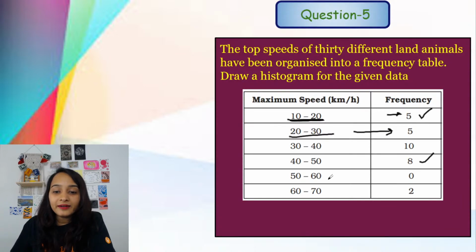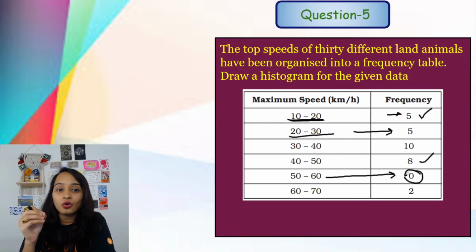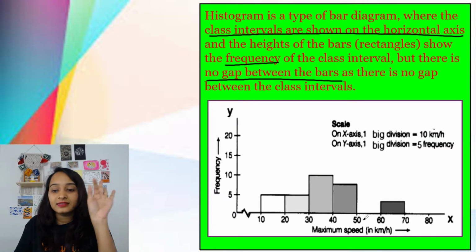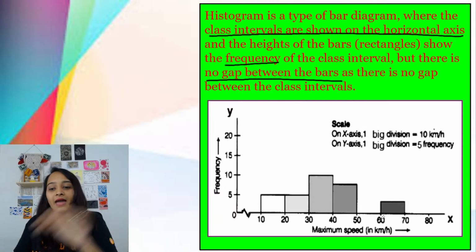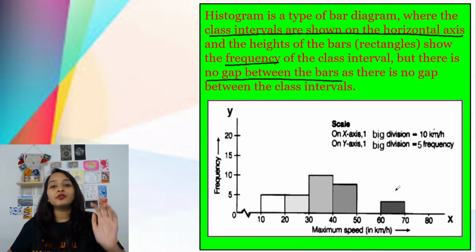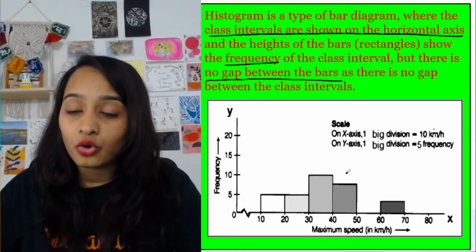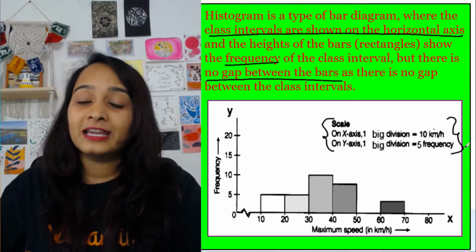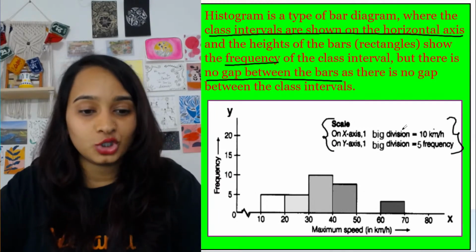Now between 50 to 60, the frequency is 0. So how will the graph look here? Nothing. There is no height of the graph. Leave it blank. And then again you do from 60 to 70, right? So this is how you have to draw a histogram. And also, guys, do not forget to mention the scale. It's super important to mention the scale.